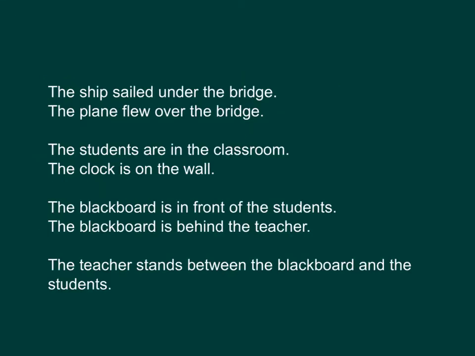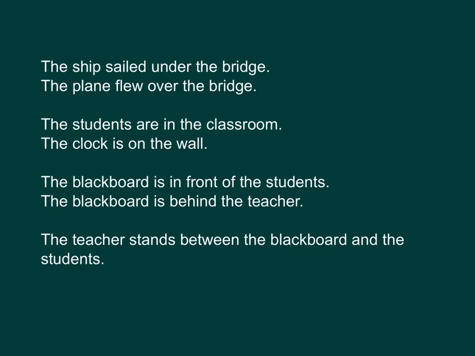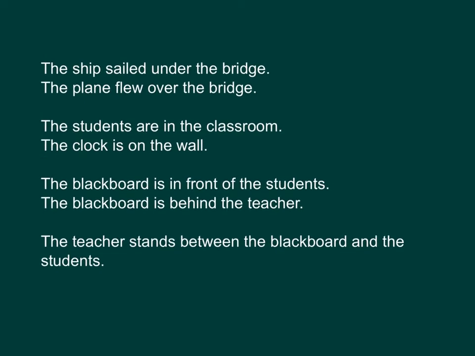So here are some questions, and here are some sentences for your reference. Like the ship sailed under the bridge. 個船喺個橋之下去航行啦。The ship sailed under the bridge. The second question, the plane flew over the bridge. 就是说个飞机飞越咗条桥啦。Flew 是 fly 的过去式，flew over the bridge.